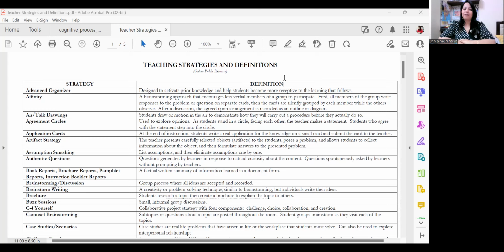Now, the next one is See for Yourself. See for Yourself is a collaborative project strategy with four components: challenge, choice, collaboration, and creation. You are giving the topic to your students, so you are challenging them, right? And let them give a choice, let them pick the given topic. Here we talk about voice and choice, and then let them collaborate and create. This is a collaborative project strategy.